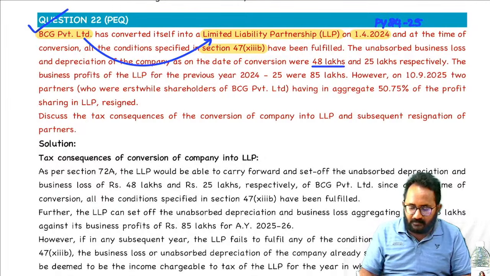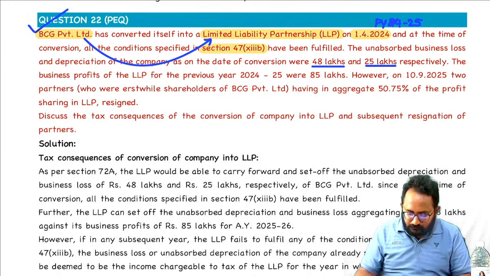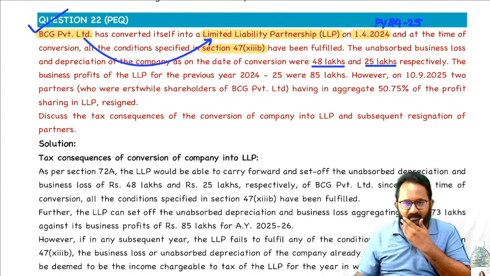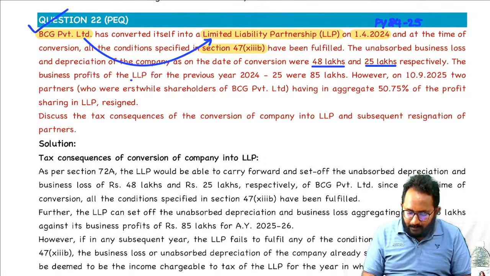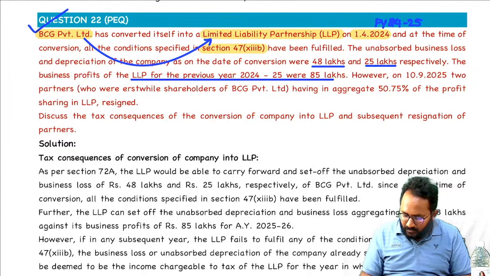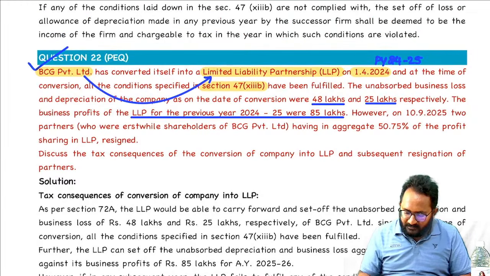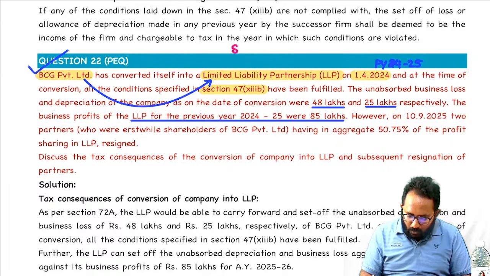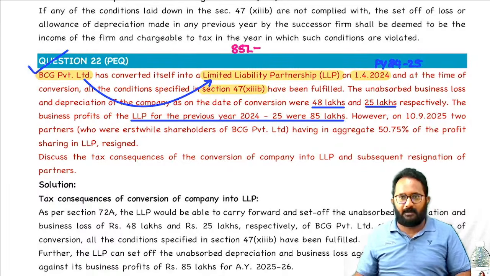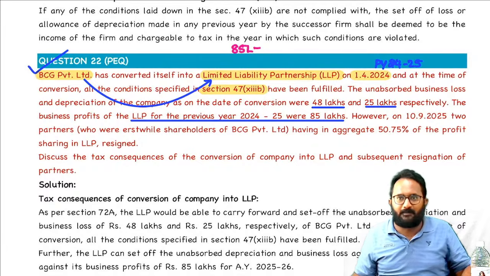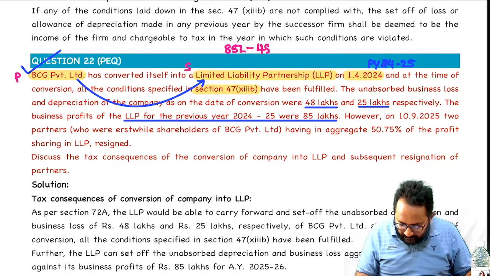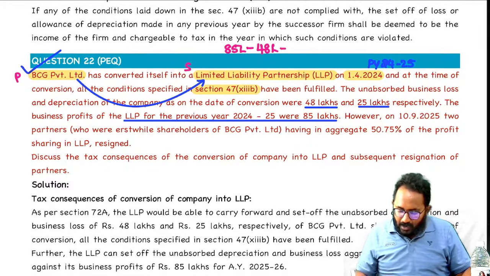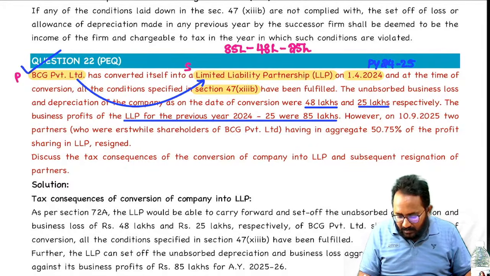Can you tell me what that company's losses are? 48 lakh business loss, 25 lakh unabsorbed depreciation. Now, in that year, LLP profits are also there: 85 lakh. Can you tell me how much the LLP profits are? 85 lakh. Now the 85 lakh can be reduced, first preference, by the business loss of the predecessor. How much is the predecessor business loss? 48 lakh. Next, the predecessor's unabsorbed depreciation, 25 lakh. Tell me how much?